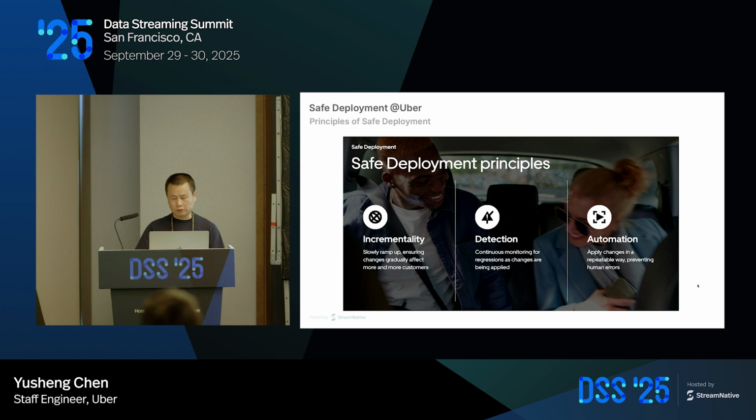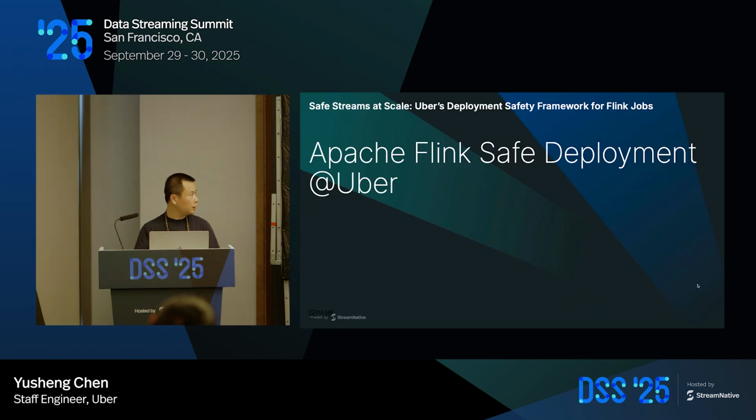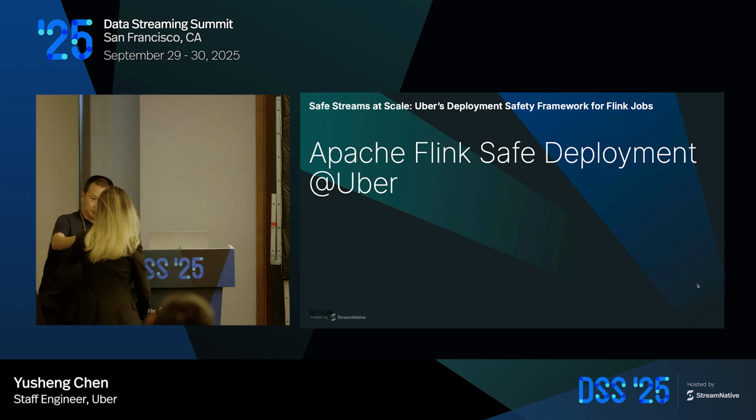Another principle is automation, of course. We integrate this with our automated development pipelines, so we can apply it to all the jobs easily. With that, I think we can go to the details of the Flink safe deployment at Uber. So you're going to talk about it.